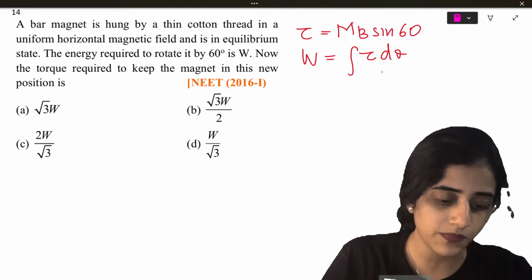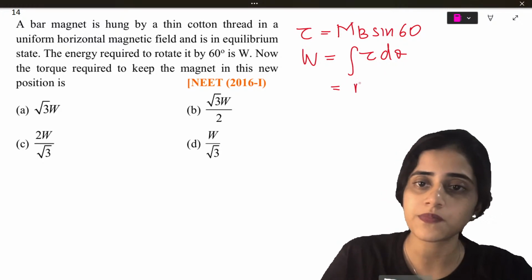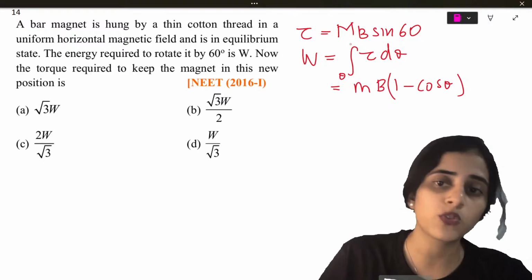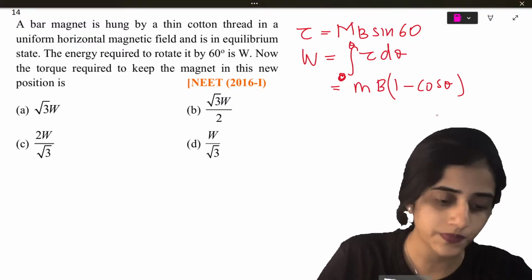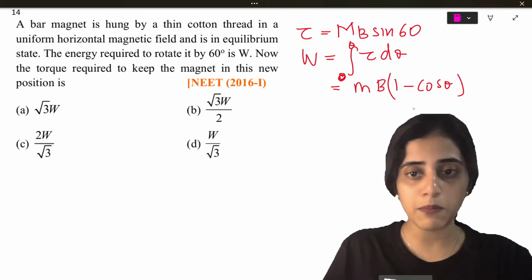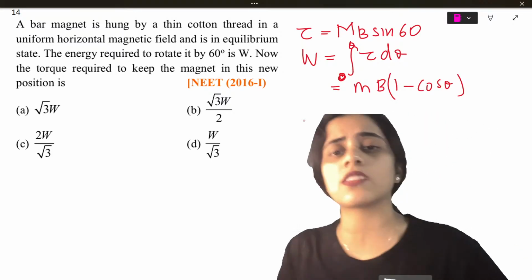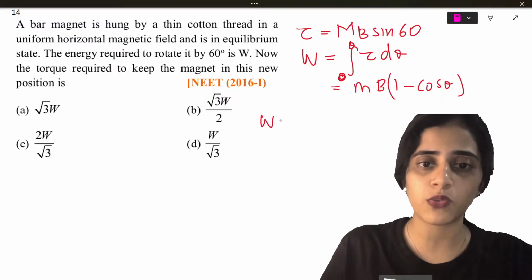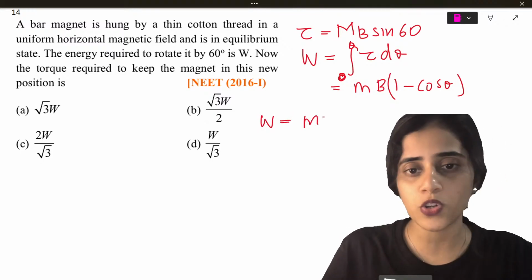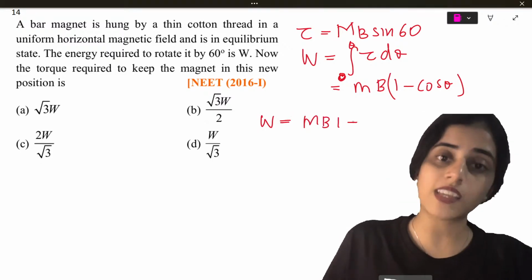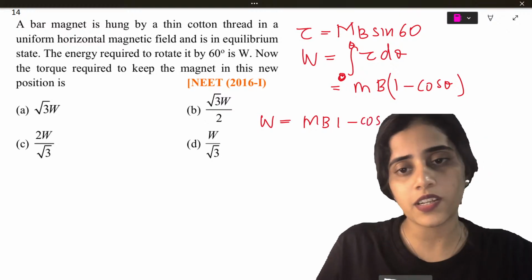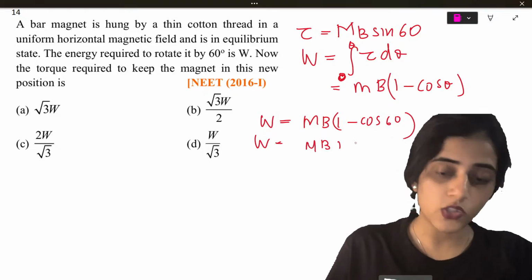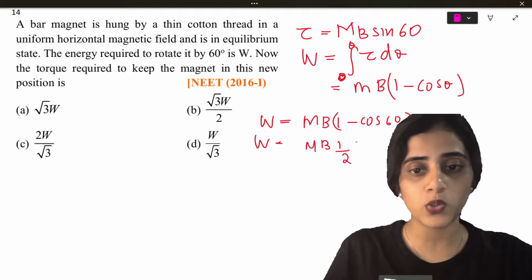And how much is it going to be? It is going to be mB(1 minus cos theta), if you do the integral from 0 to theta. I think you've done this in your school. So now I have torque, I have work done. So let me find them. Work done is going to be mB(1 minus cos 60). Theta is always 60. 1 minus cos 60 is 1 minus 1 by 2, which is 1 by 2.